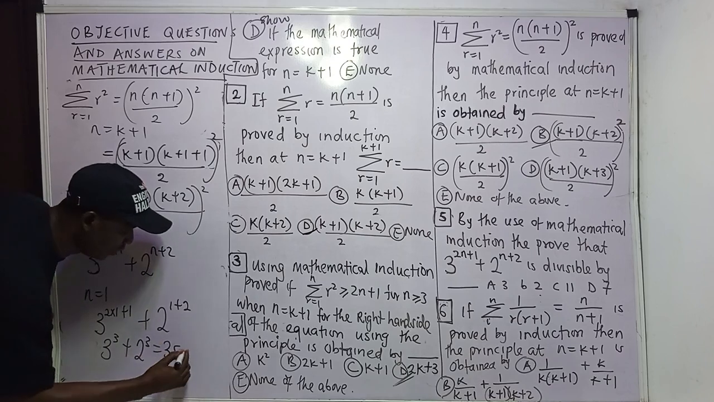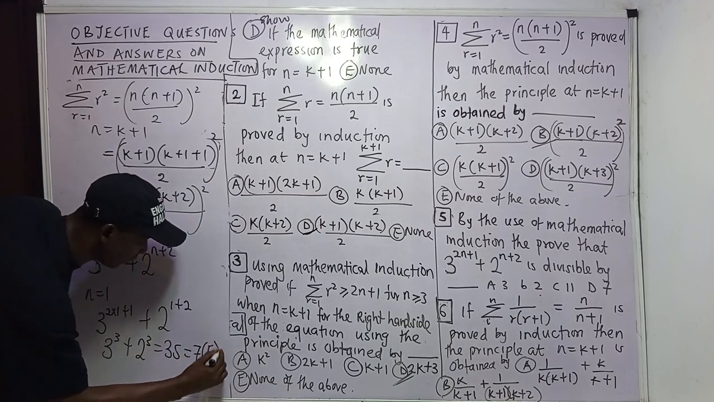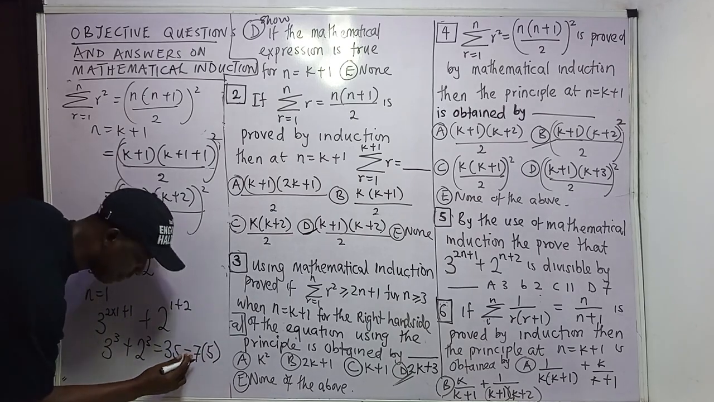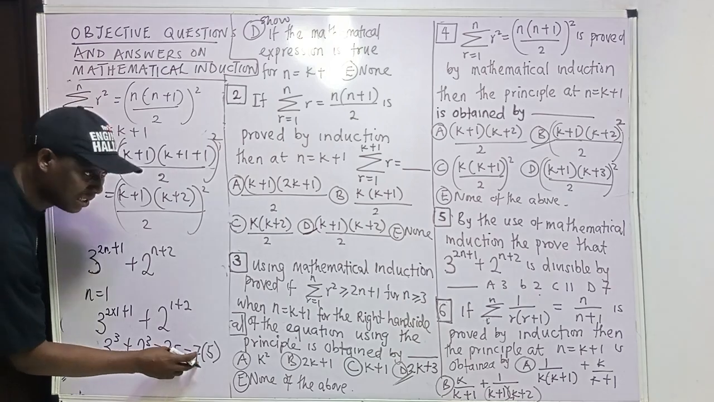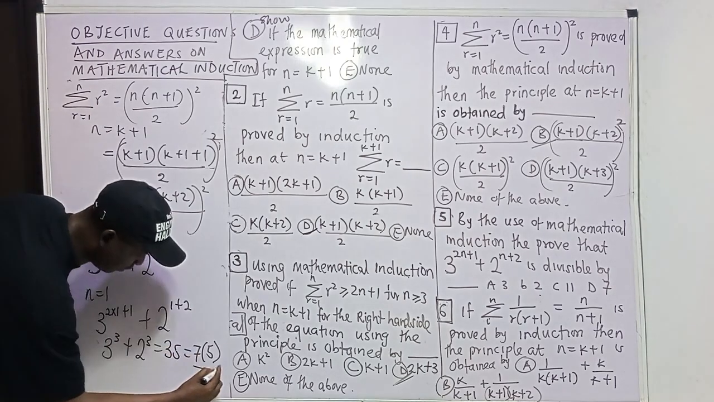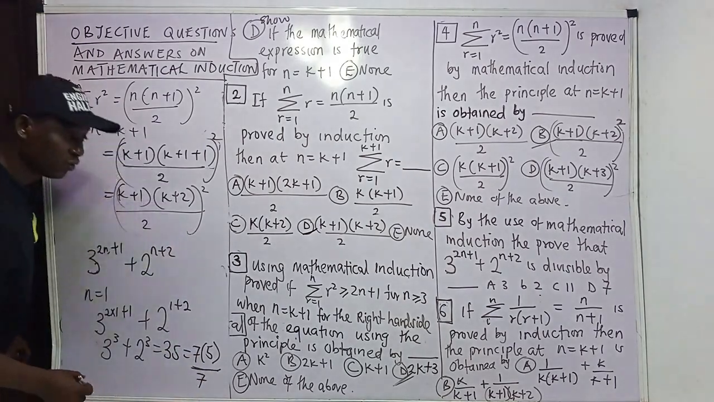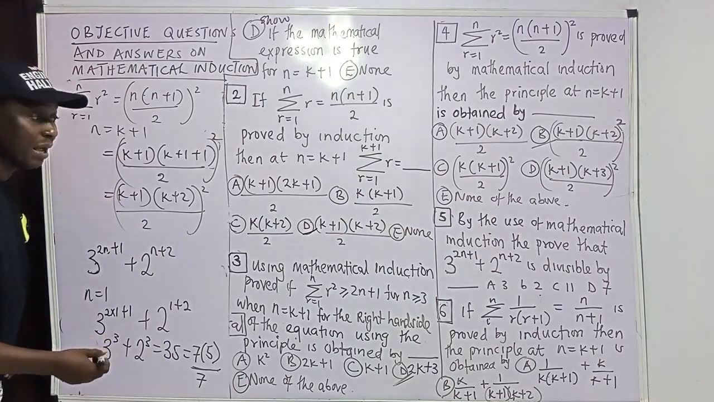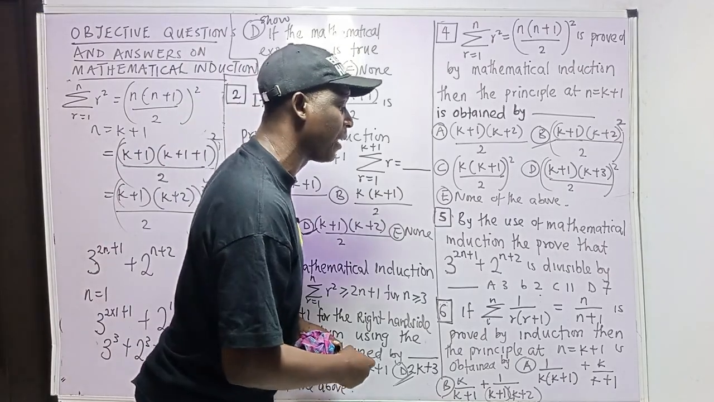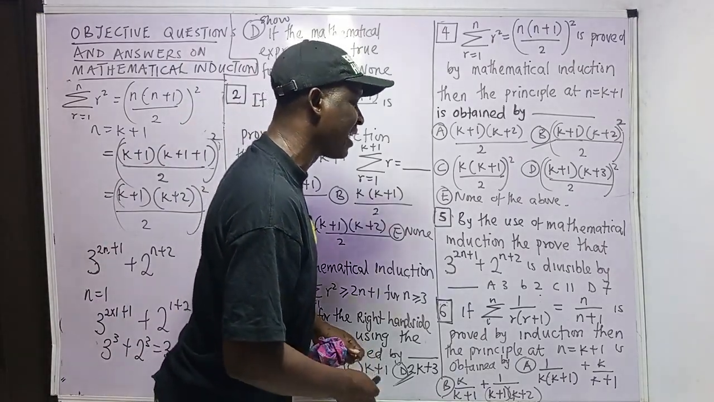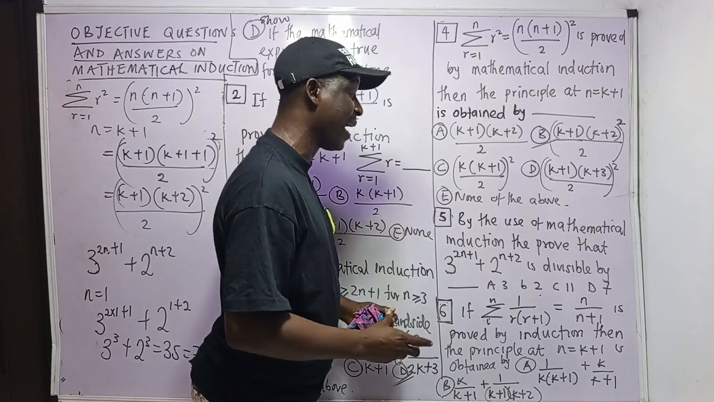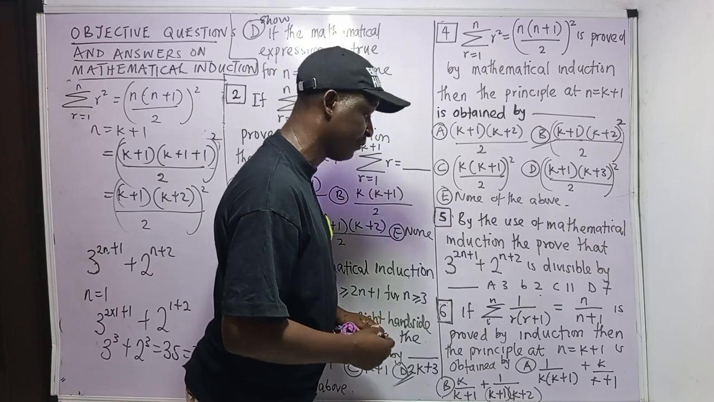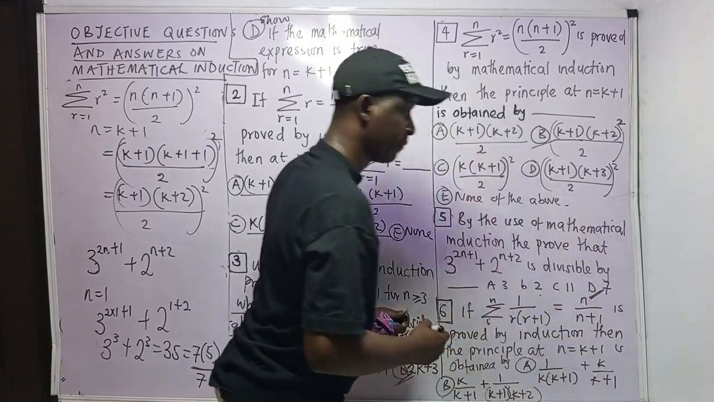And 35 can be written as 7 times 5, which we learn in basic mathematics. And this one is divisible by 7. If we divide this by 7, it will divide without remainder. If we check the options, 35 cannot be divided by 3, by 2, or by 11, but it can be divided by 7. So I will go with option D for that question.